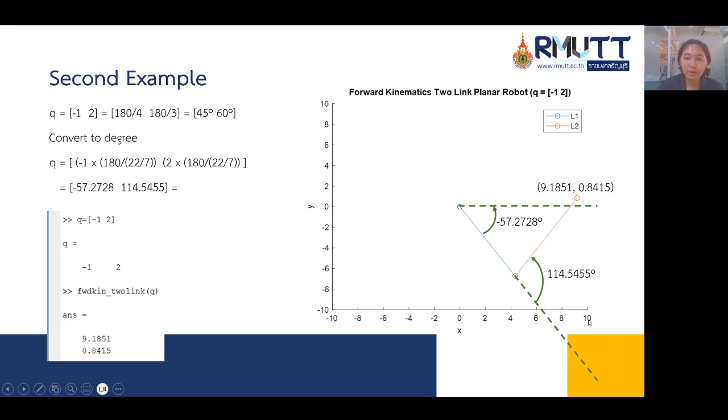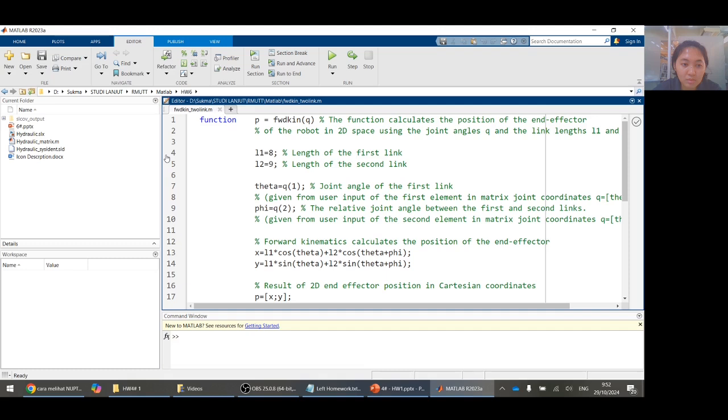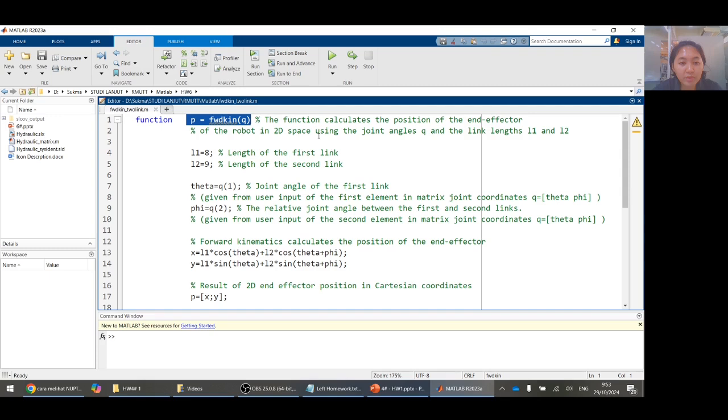Then I will show the simulation in MATLAB. This is the M file of the forward kinematics of the two-link planar robot. This is the function for forward kinematics. It calculates the position of the end effector of the robot in 2D space using the joint angle Q and the lengths L1 and L2. And this is the initial declaration of the values of L1 and L2. L1 is equal to 8 and L2 is equal to 9. This is the first link and this is the second link.